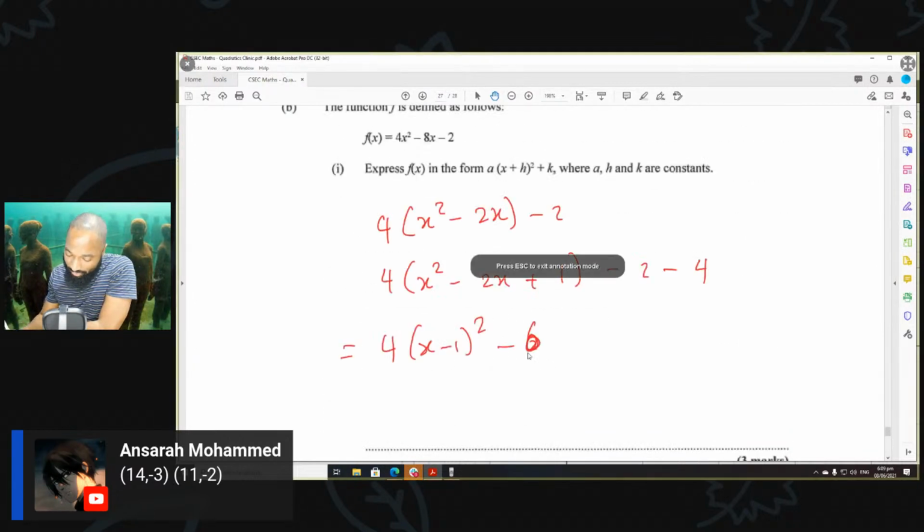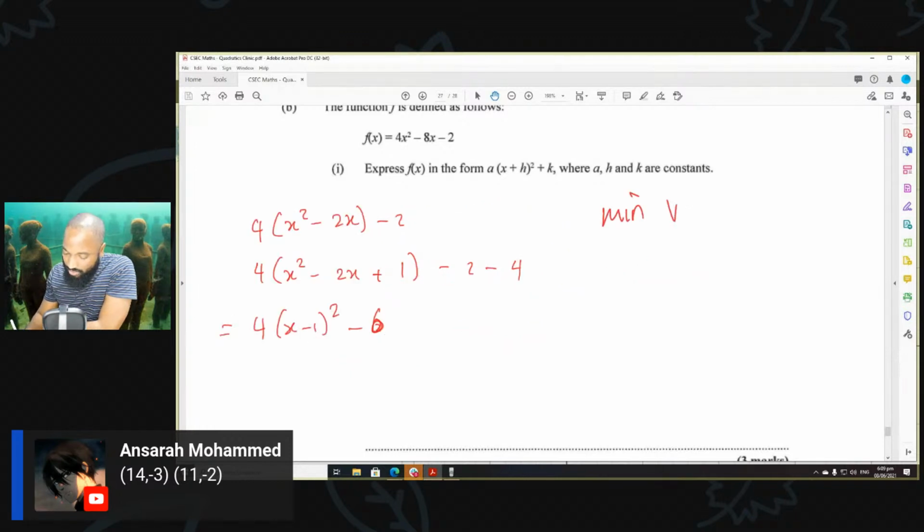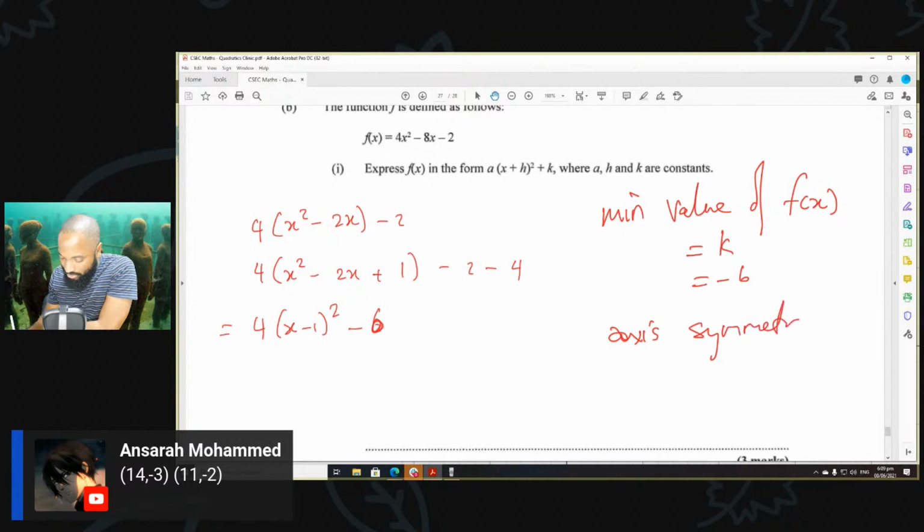So the minimum value of f of x, we do this a good few times. The minimum value of f of x is going to be equal to k, which is equal to -6. And the axis of symmetry is x equal to h. Well, x is equal to -h actually. So x equal to 1 is the answer. So -h is the x. You always have the switch of sign when you're dealing with that h thing.